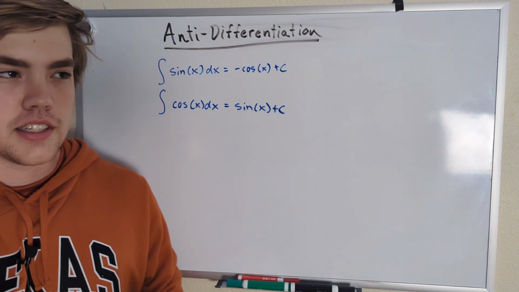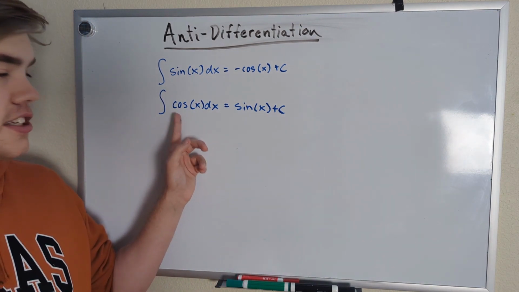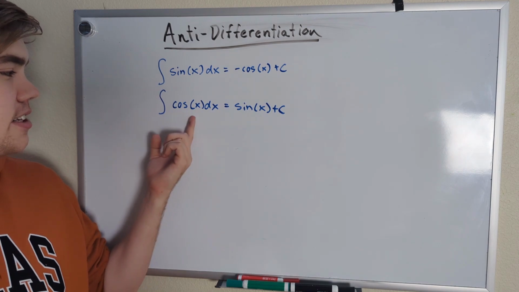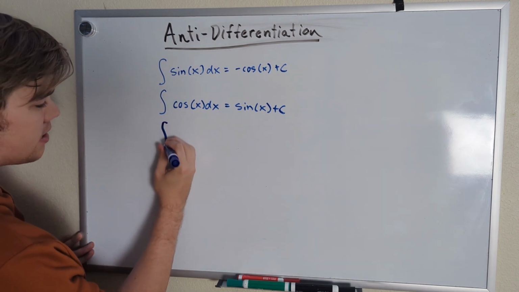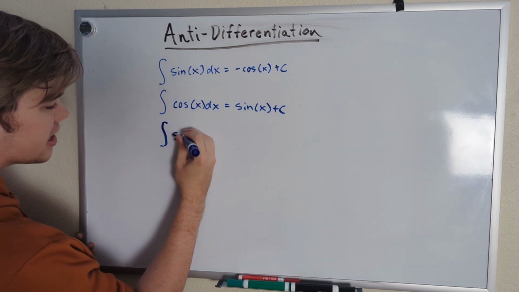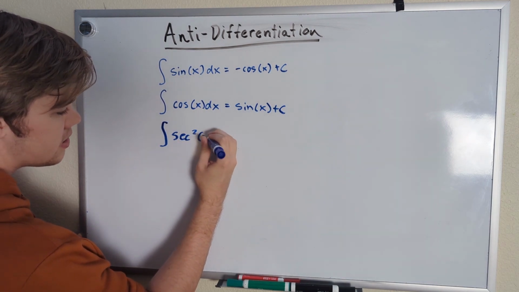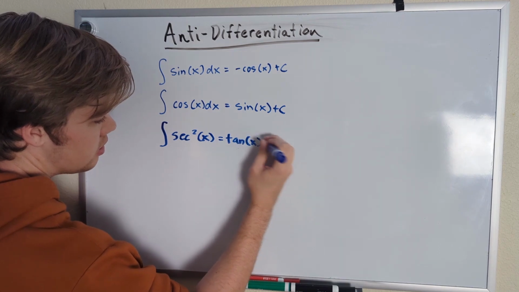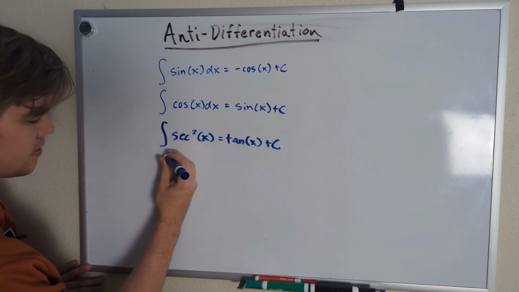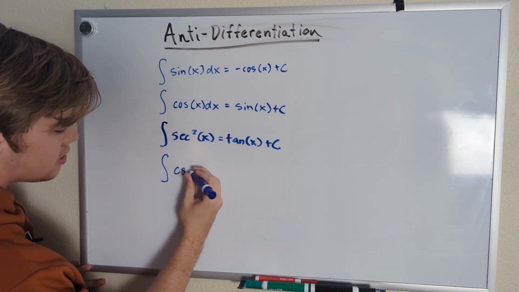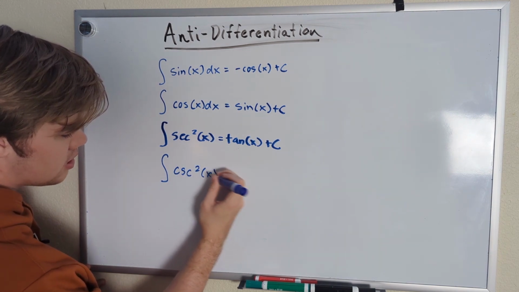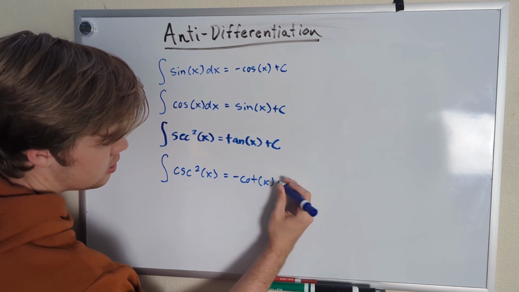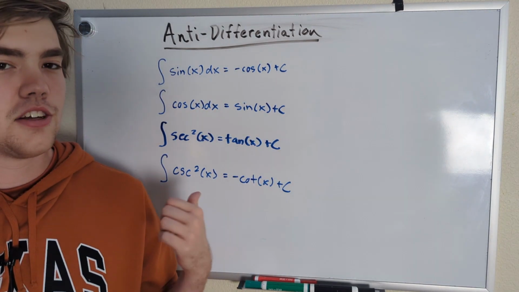Like I've emphasized during this video, antidifferentiation just takes your derivative and finds the original function. The derivative of sine is cosine, the antiderivative of cosine is sine. Next up we have the antiderivative of secant squared x, and this is equal to tangent x plus c. The antiderivative of cosecant squared x is equal to negative cotangent of x plus c. Now those are all the ones that are a little bit easy to remember.